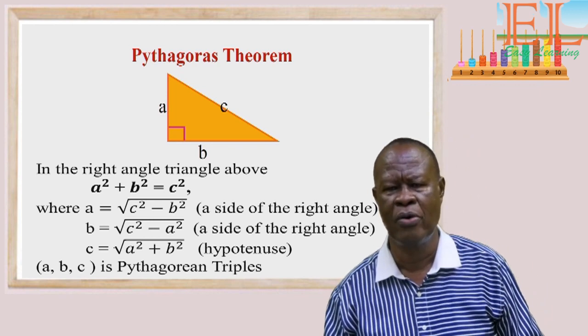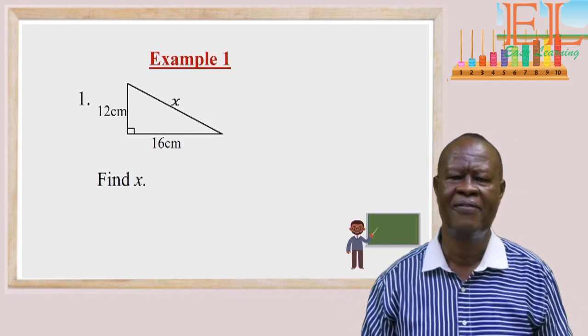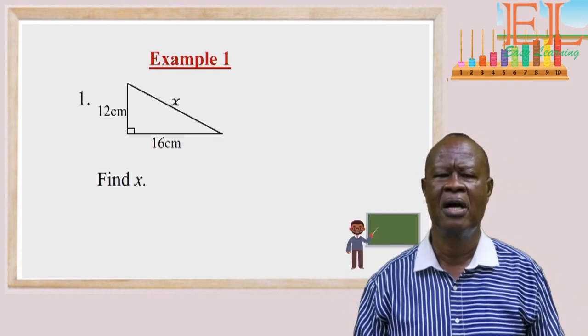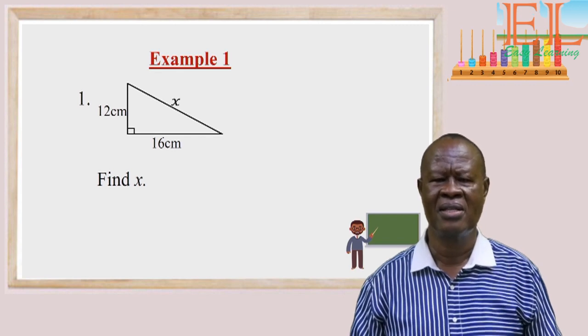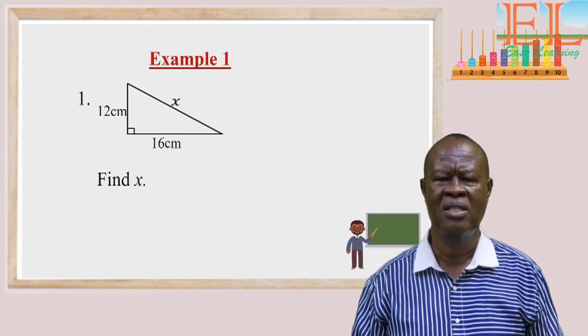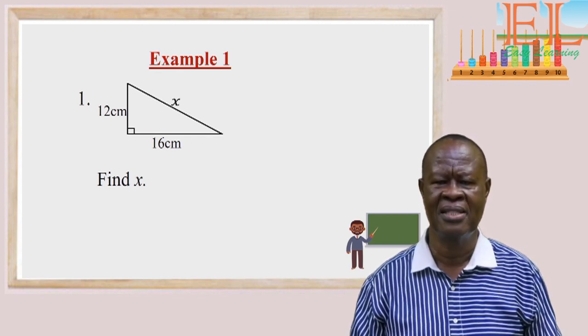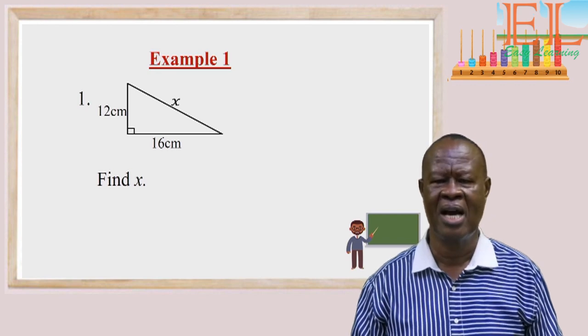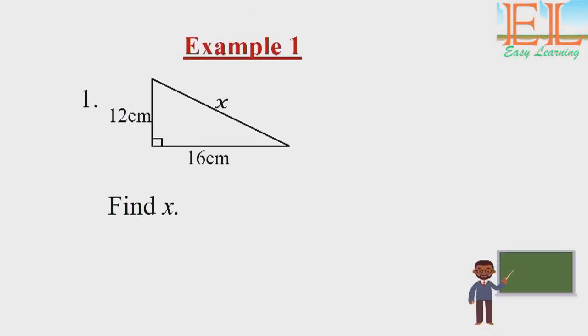Now let's take an example from this. You have a right angle triangle. One side is 16, the other side is 12 centimeters. They form the right angle triangle. So find the value of x, which is the hypotenuse.